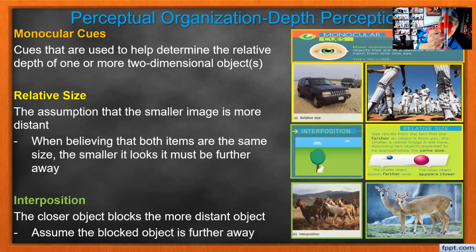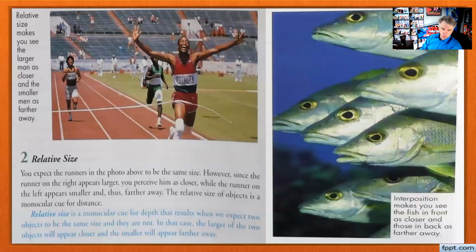The fact that the marker is in front of the heart and I can't see all the heart, but I can see all the marker, then the marker must be closer. Now the heart must be closer because I cannot see all of the marker. That's the idea there of interposition. The blocked object must be further away.